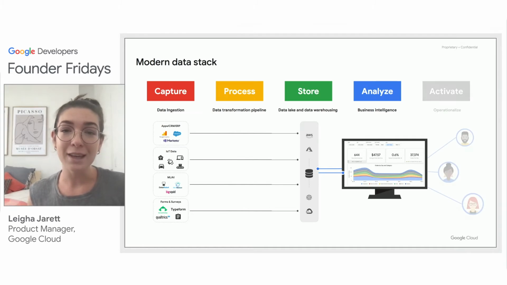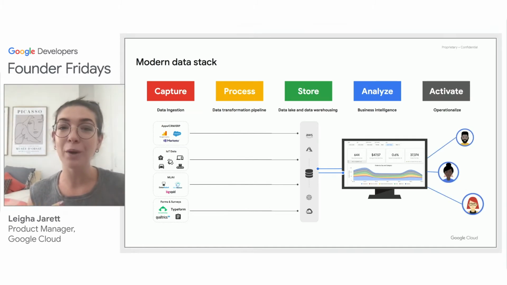So the final piece, activate. And this is where we're actually infusing data into the workflows for our decision makers. We want to make sure that they're actually looking at the data before they're taking action or before they're making a decision. And what's really important about this stage is that as we're seeing these business intelligence and data platforms evolve, we see them have integrations with tools that your decision makers are already using.